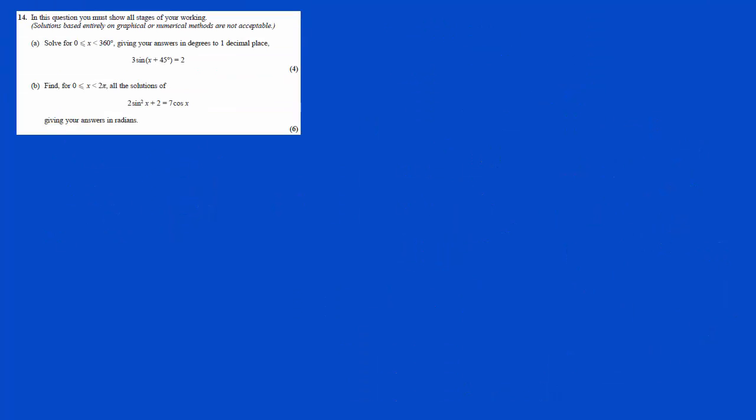Question number 14. Trigonometric solving. Arbitrary angles. Now we have to do this sum step by step, and it is important that you don't leave out any of the 4 steps that we have to do. So question number A. The equation that we have to solve is a compound angle. Whenever we have anything added or subtracted with the angle theta, here it is x, then it is compound angle.